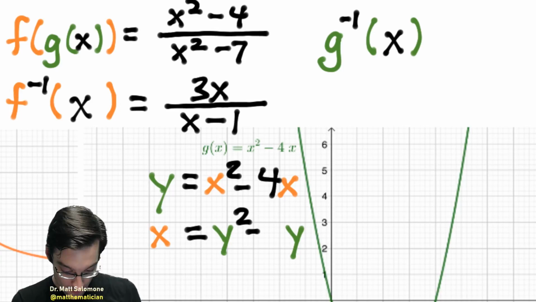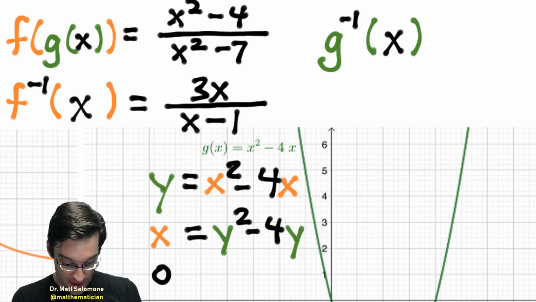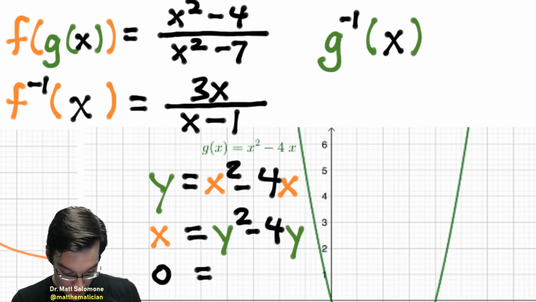And I would try to solve this equation for y. It's not the happiest thing in the world. I would subtract x from both sides. I would get y squared, let me keep my colors here for a second, y squared minus 4y minus x.